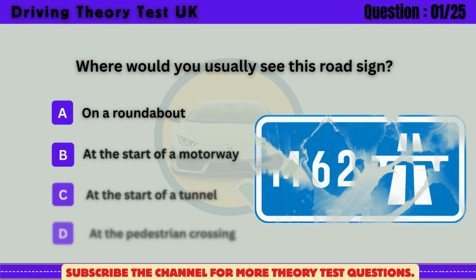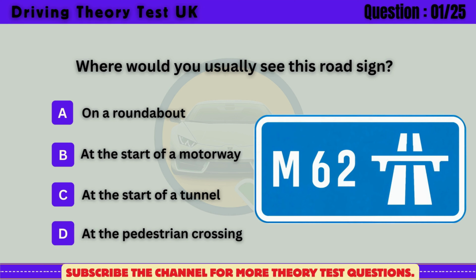Question 1. Where would you usually see this road sign? A. On a roundabout. B. At the start of a motorway. C. At the start of a tunnel. D. At the pedestrian crossing.